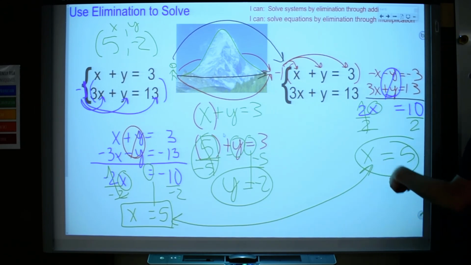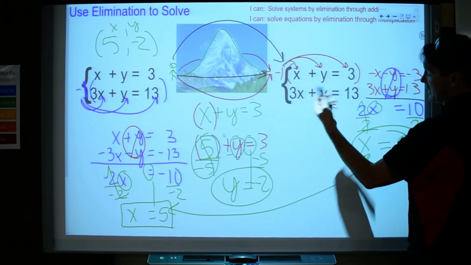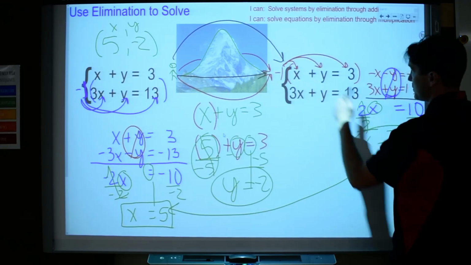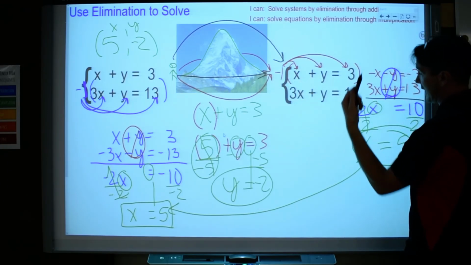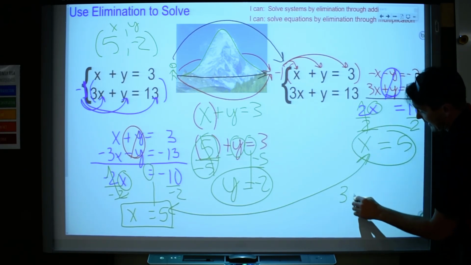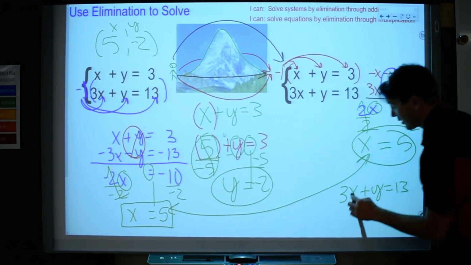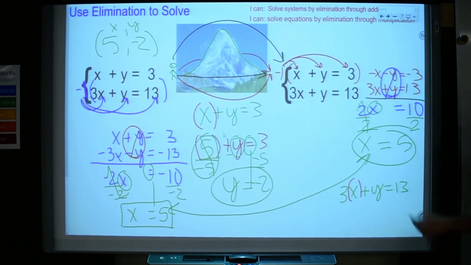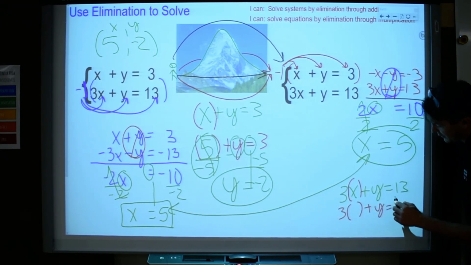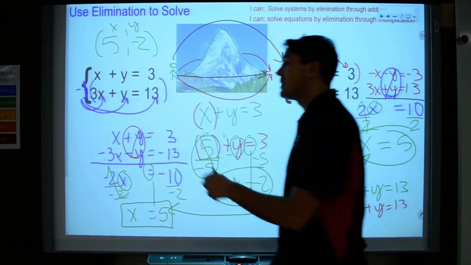And again, I'm going to substitute. What if I was crazy and said, I'm going to substitute this into the bottom problem because I'm a glutton for punishment. So instead of doing the top problem, which is easier, which would just be add the 5 here, and then I'm going to get the negative 2, I'm going to substitute it into the bottom problem, which is 3x plus y equals 13. And I want to substitute x on this. So x is 5, so I'm going to go 3 parentheses plus y equals 13, and I'm going to put the 5 in there. And 3 times 5 is 15.